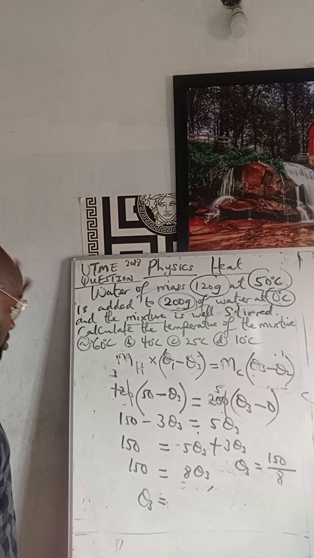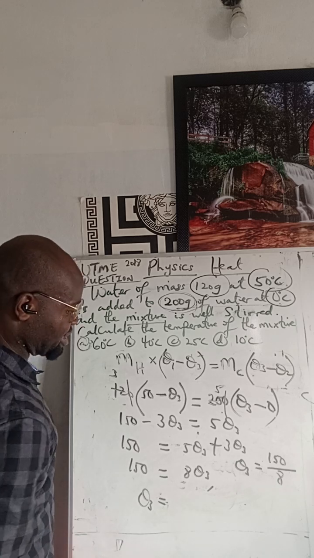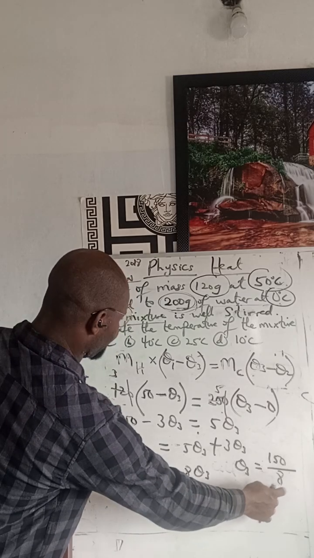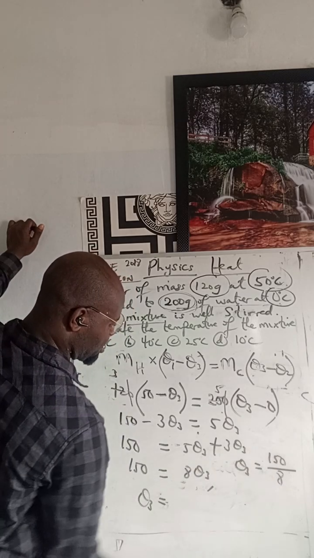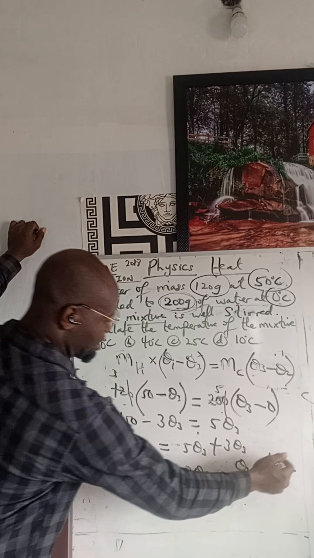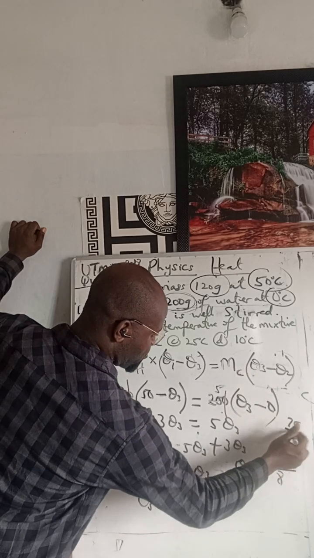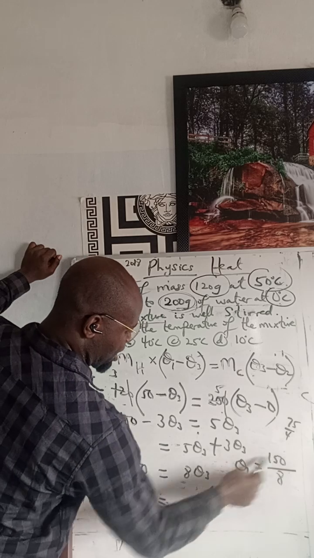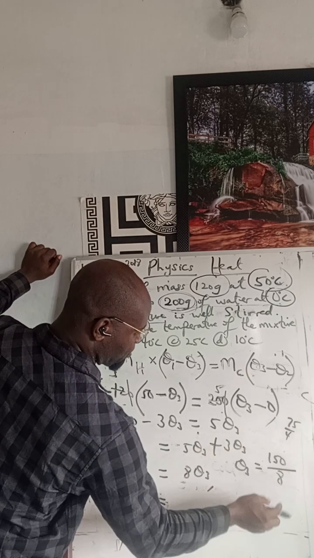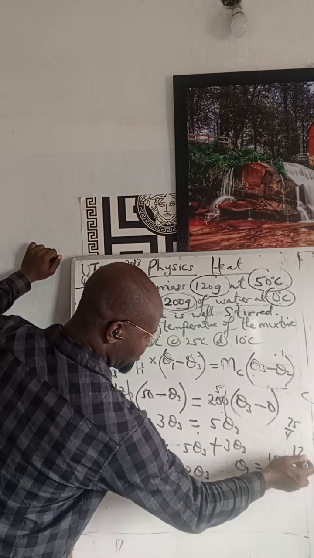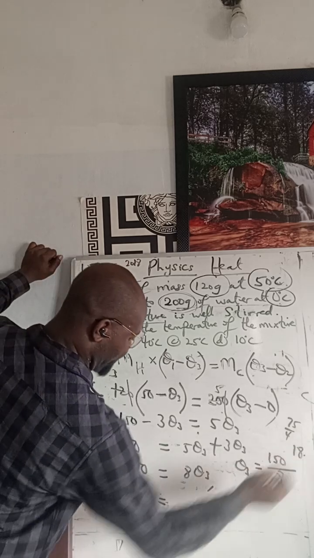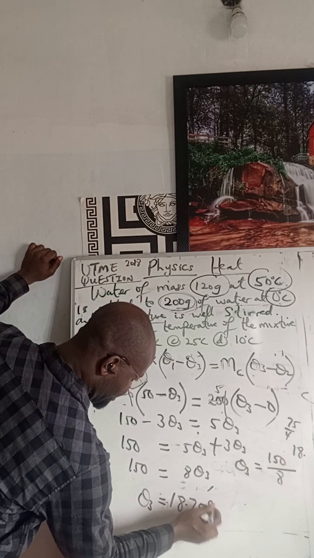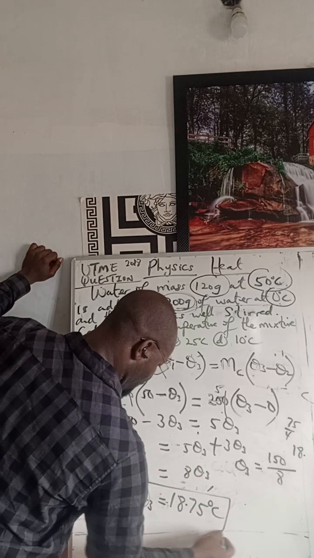And our answer is what? Is it 25? Let me check very well. 8 and 15 is 1, so that's 75 over 4. Then from there, 4 into 75 is 18, and 0.75. So the answer is 18.75 degrees Celsius. So this is the temperature of the mixture.